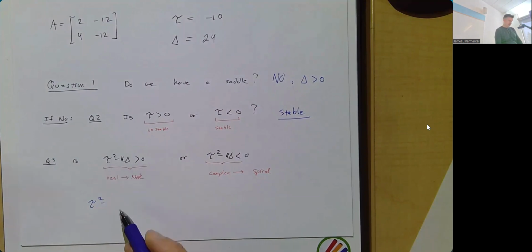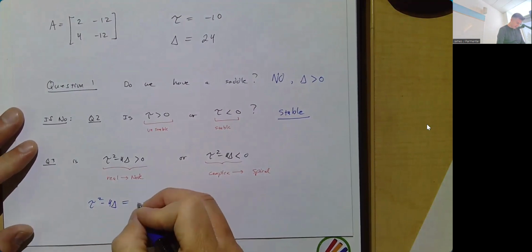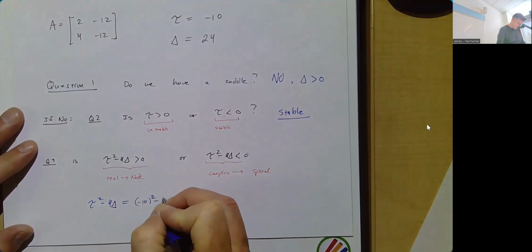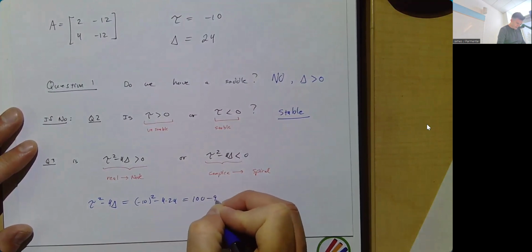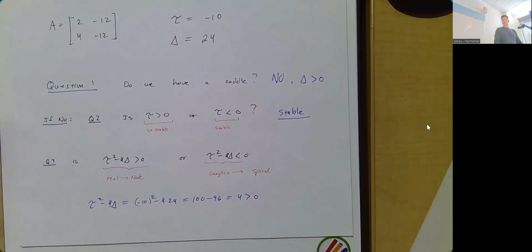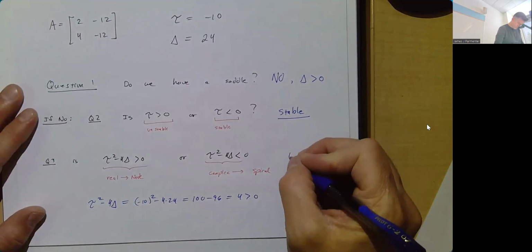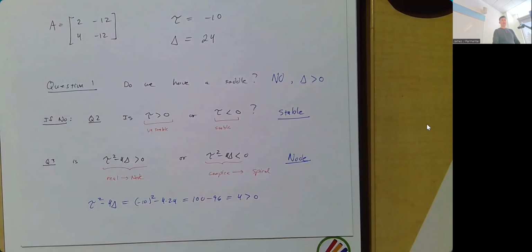So I'm just looking at tau squared minus 4 times delta, which is -10 squared minus 4 times 24. It's going to be a close call, but 100 minus 96 is positive, meaning our eigenvalues are real, meaning we have a node, not a spiral. So we have a stable node, also known as a sink. That's how I would do this if I was asked to do it this way.